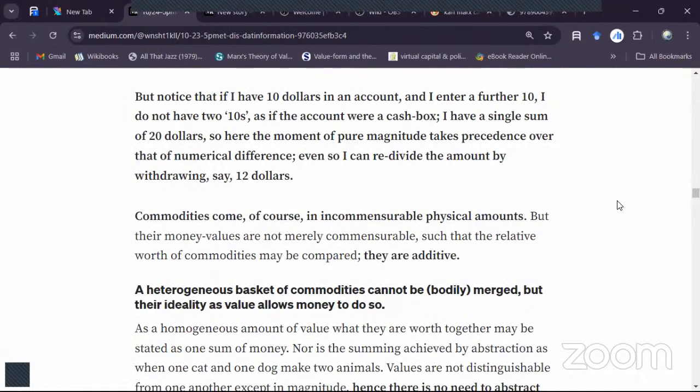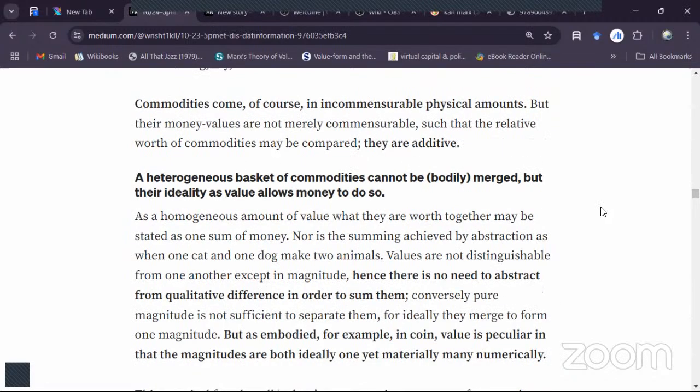Commodities come, of course, in incommensurate physical amounts, but their money values are not merely commensurable such that the relative worth of commodities may be compared. They are additive. A heterogeneous basket of commodities cannot be bodily merged, but their ideality as value allows money to do so. So, this is a long way to get to the point that you've created these abstract measures of things, and you can measure them because conceiving them in certain abstract forms has a certain path. And we do actually make these kinds of decisions, not only at an individual level, but at a collective level. As a homogeneous amount of value, what they're worth together may be stated as one sum of money.